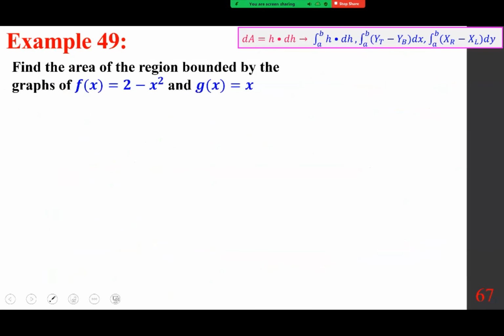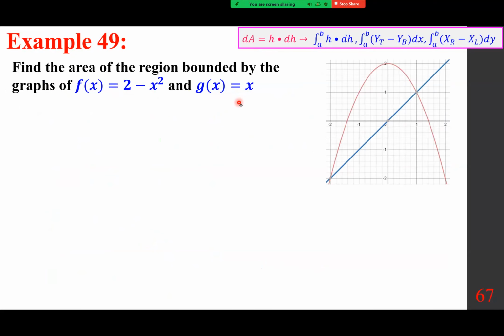We want to find the area bounded by the following. It's a parabola that opens down, and this is the function g of x of y equals x. So the first thing is graphing. I'm assuming nobody has any problem with graphing. So if you draw any typical increment of the area, clearly the top minus the bottom.